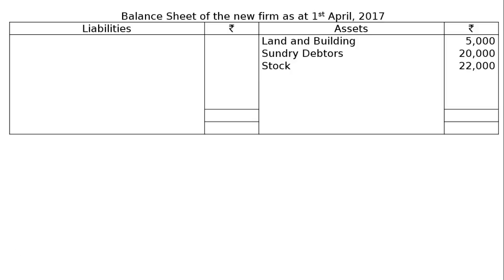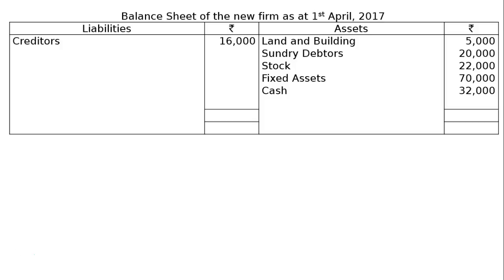Stock is rupees 22,000, and as the stock is already appearing in the books at 25,000, the decrease in the value of stock is by 3,000 due to obsolete items. And the next one is the fixed asset revalued value or new value, and the next one will be cash rupees 32,000, as the new partner is bringing in 20,000 as capital and 12,000 as goodwill.